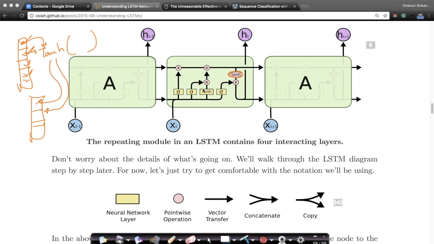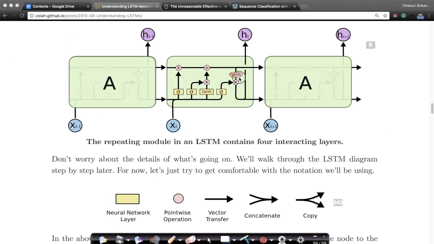Very, very important: the tanh in the yellow box is a layer of tanh neurons. A lot of people miss that. A lot of people think that this is also a tanh layer. No, this is a point-wise operation. So everything which is pink is point-wise. Everything that is a yellow box is a neural network layer. And this is a simple vector.